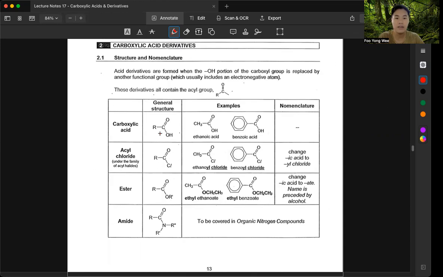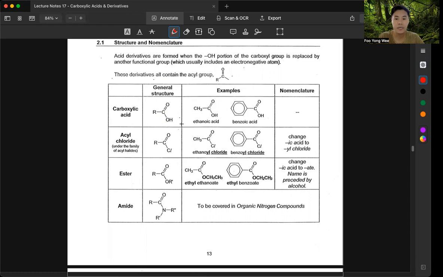Now here are the derivatives of carboxylic acid. They have the acyl group, like carboxylic acid. Then you have the acyl chloride. This is a very famous organic compound because it's quite reactive. You can use it to synthesize other products quite easily. Then you have ester. Ethyl benzoate is something new.